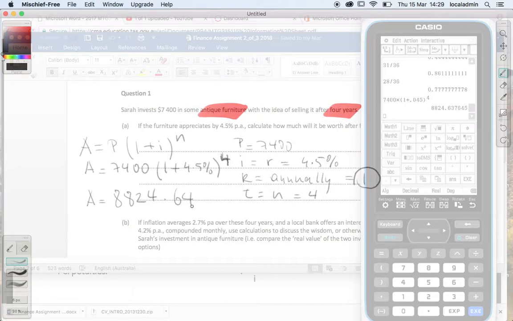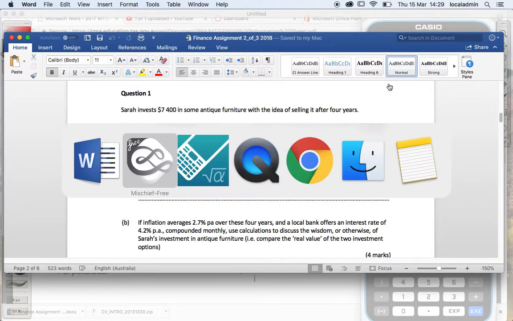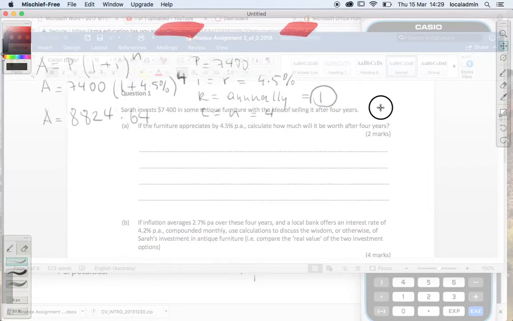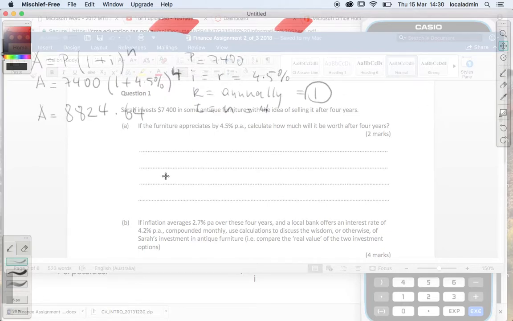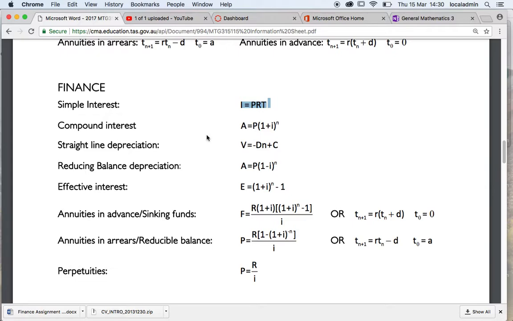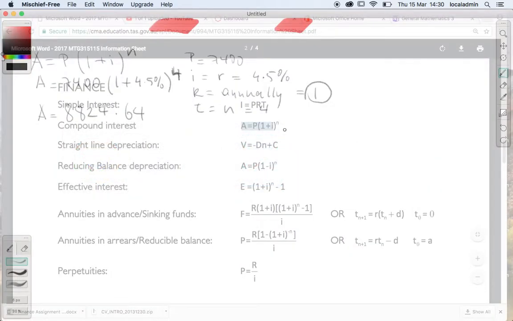Now question A and B are actually related, so let's just read out what that says. If inflation averages 2.7% per annum, so inflation is your magic word, so let's just find out what inflation rate is. Inflation, so going back to the pen. You need to remember that inflation doesn't have its own formula. You simply need to remember that inflation is this one. And actually your biggest problem is understanding what inflation is.